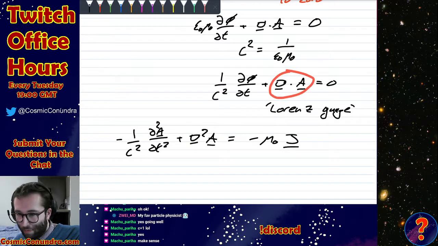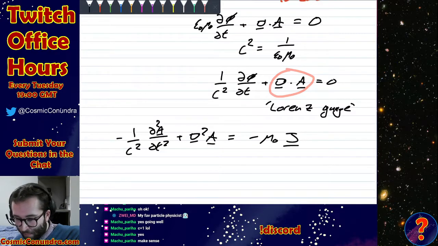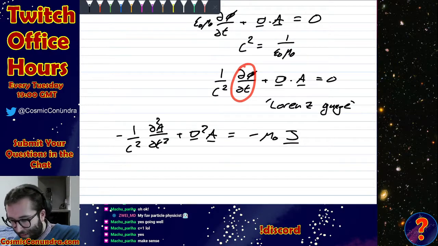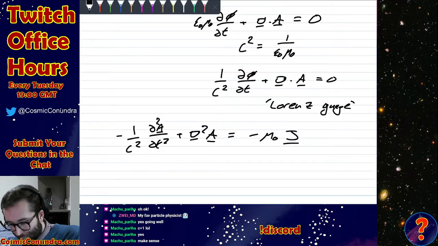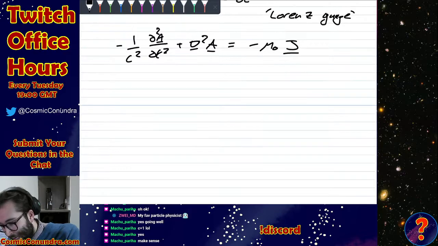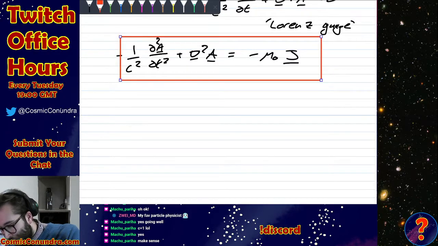Sometimes you will choose just to set divergence of A equal to 0. This is called the Coulomb gauge, and it's usually what you would use in electrostatic problems and things like that, because then it means your scalar potential, your electric potential, is not changing. Okay. So this is one equation. This is the wave equation for the vector potential.